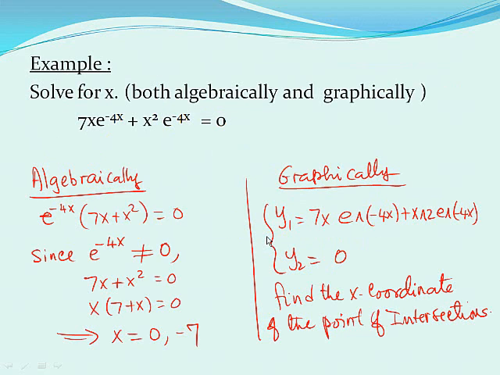Here is another example. Solve for x both graphically and algebraically. 7x e^(-4x) plus x squared multiplied with e^(-4x) equals 0. If you are doing this algebraically, we can take a common factor e^(-4x) outside. So we get e^(-4x) multiplied with (7x plus x squared) equals 0. And because e^(-4x) is not equal to 0, I can get 7x plus x squared equals 0, which is the other factor. Taking x outside, x multiplied with (7 plus x) equals 0, and that gives x as 0 or negative 7.